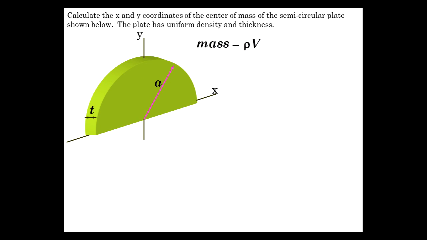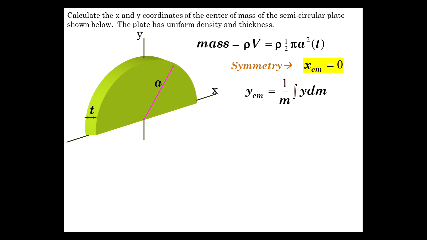Mass is density times volume, and the volume of this semicircular plate is simply the area of a circle times the thickness divided by 2. So there's 1/2 pi a squared times the thickness. Multiply that by the density, and you have the volume. I'm sorry, you have the mass. So from symmetry, we know x_cm is equal to 0. We're just going to call that x equal to 0 here.